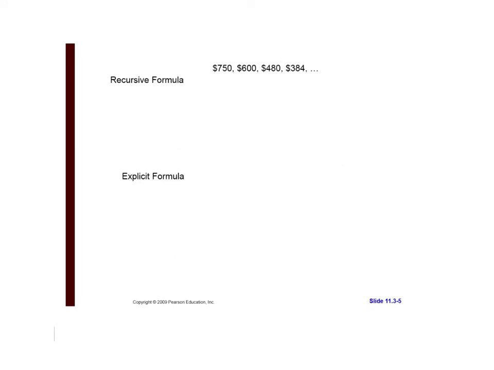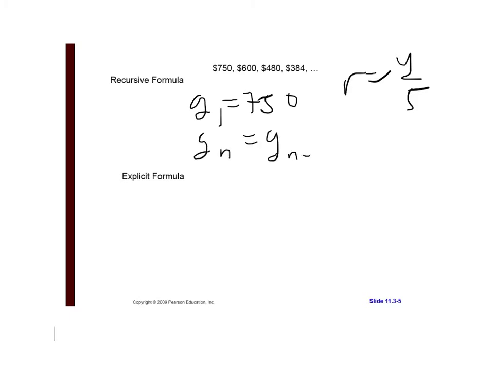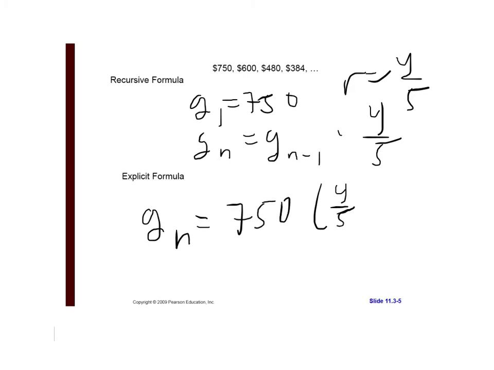Okay, for this one, we knew the common ratio was 4/5. So the first term, not the nth term, the first term is 750. To get the next term, we take the previous term and multiply by 4/5. So the explicit formula is the first term of 750 times 4/5 to the n minus 1. And that's that explicit formula.